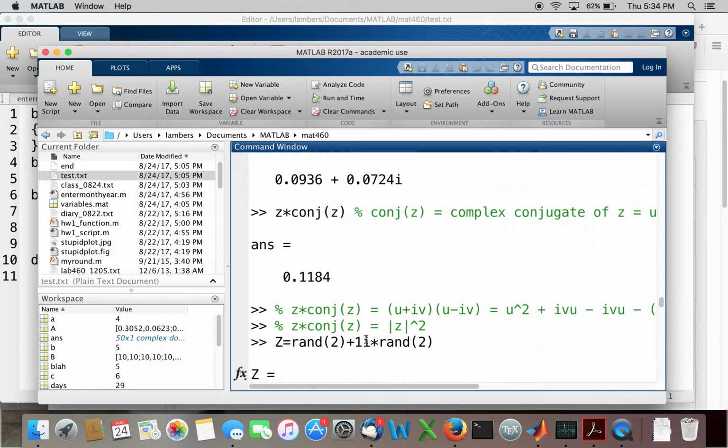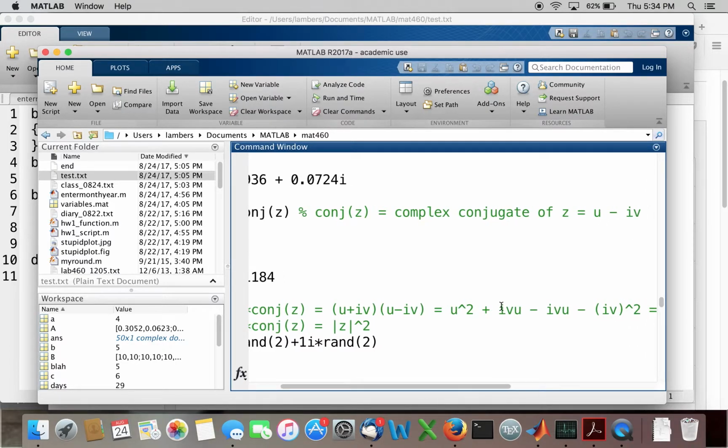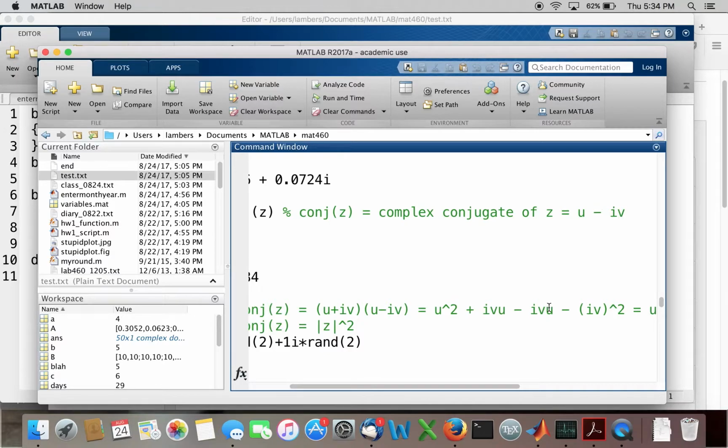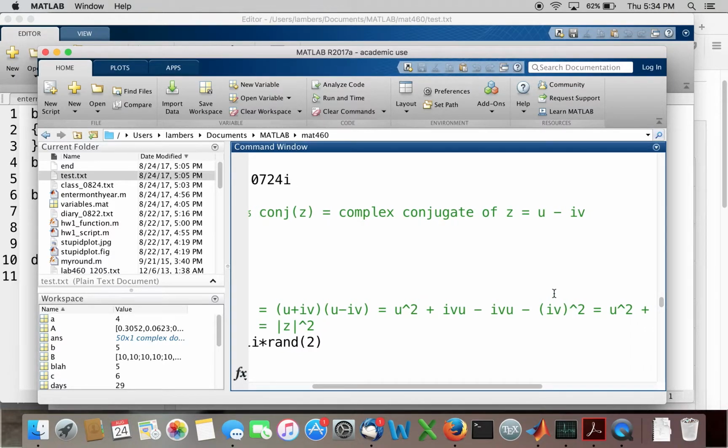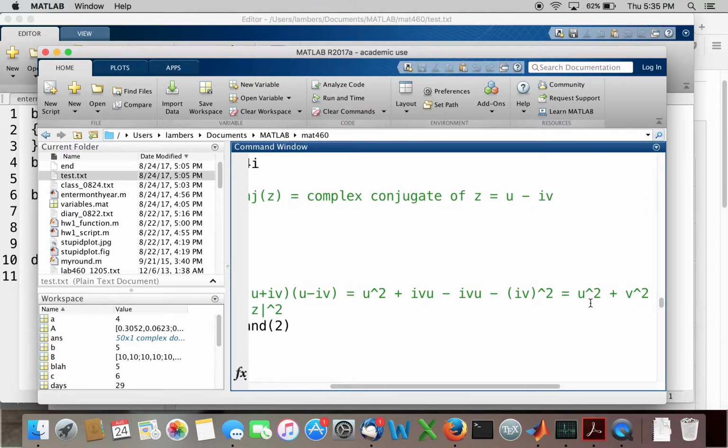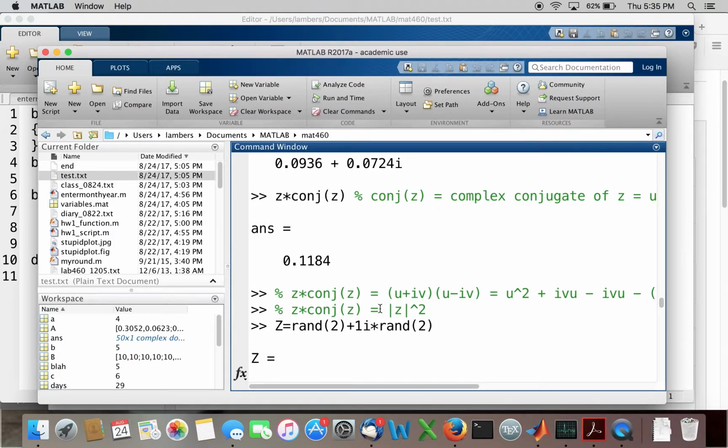And to see why, if we work out what that is, z is u plus iv, z conjugate is u minus iv. So if I expand that, I get these cross terms canceling out, and then i times v quantity squared is v squared times minus 1, and that minus 1 cancels with this minus 1 to give me a plus. So I get u squared plus v squared. In other words, in terms of the terminology I gave earlier, a complex number times its own conjugate is the magnitude or absolute value or complex modulus of z squared. Okay.